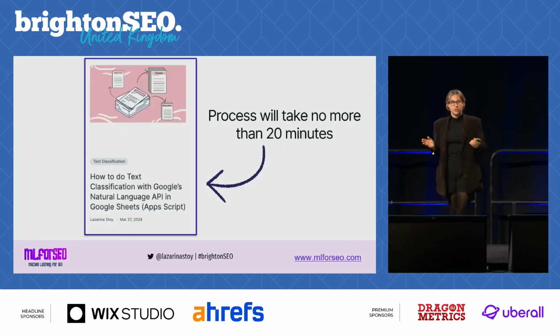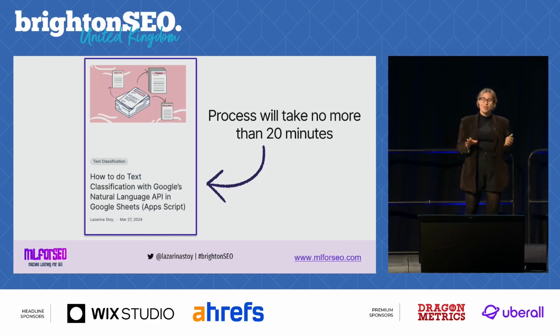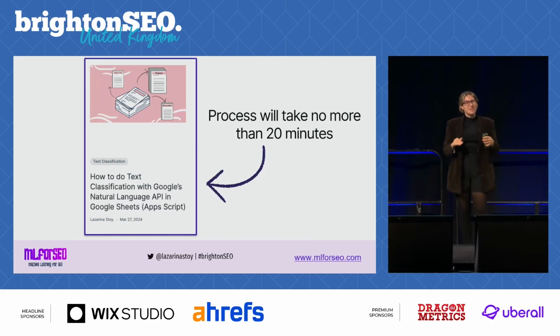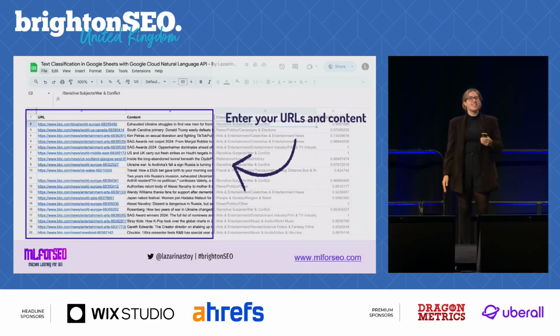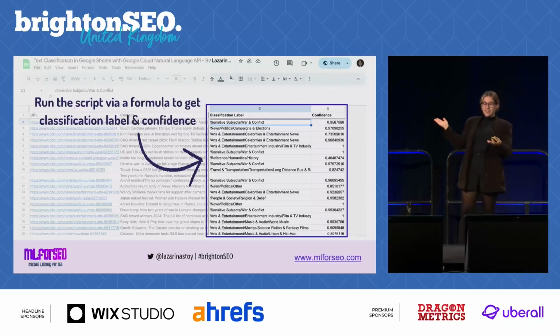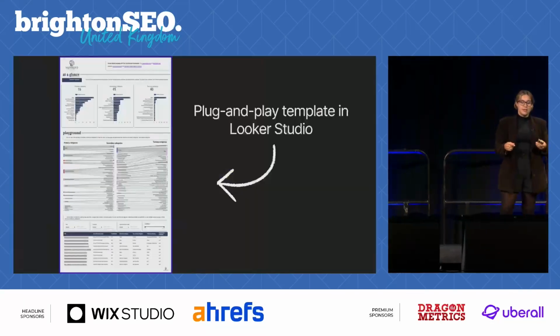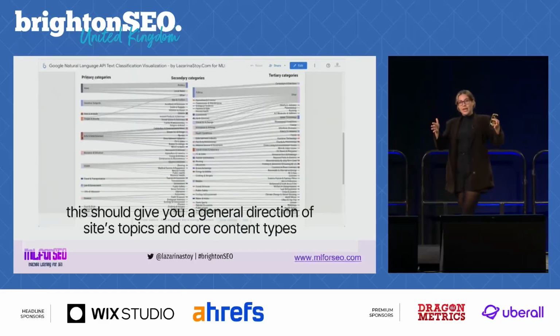Like I said, it has a bunch of categories. The process is not going to take you more than 20 minutes to execute, I promise. I have tested it. I've worked with people that are complete beginners. It is actually less than 20 minutes. You enter your URLs and your content, you run the script with a formula, and you get labels. But not only do you get one label, you actually get a template that you can play with, and you can visualize a primary category.